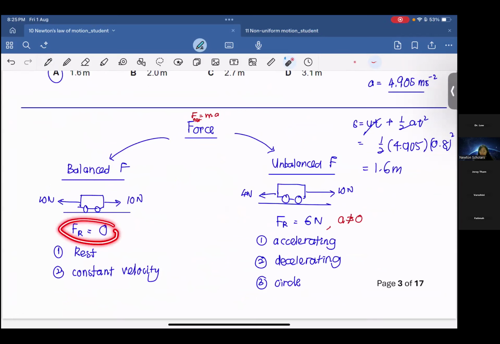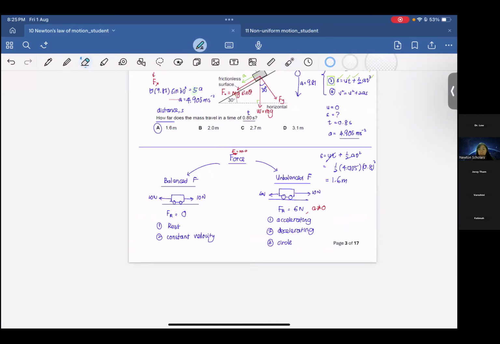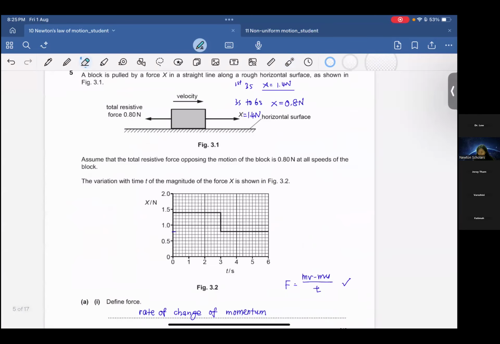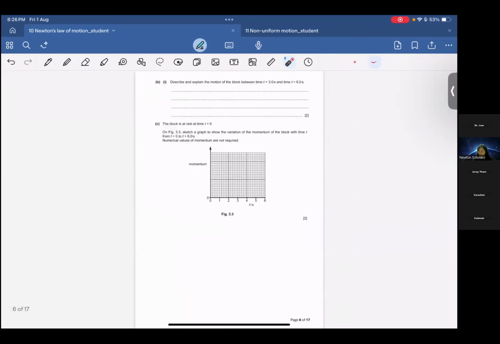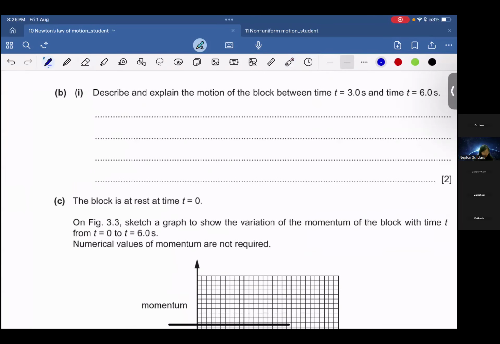No resultant force. Of course, you know, there are two possible answers: at rest or constant speed. But because this object is moving, starting here it is moving, so until this 3 seconds to 6 seconds it is still moving with constant speed. Okay, here we answer the question. The motion from 3 to 6 seconds is constant speed or constant velocity. Doesn't matter.